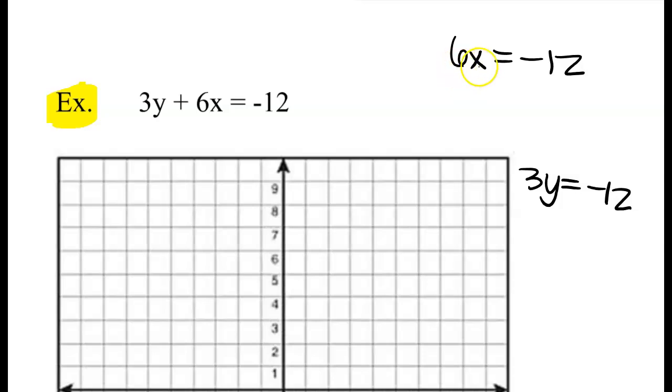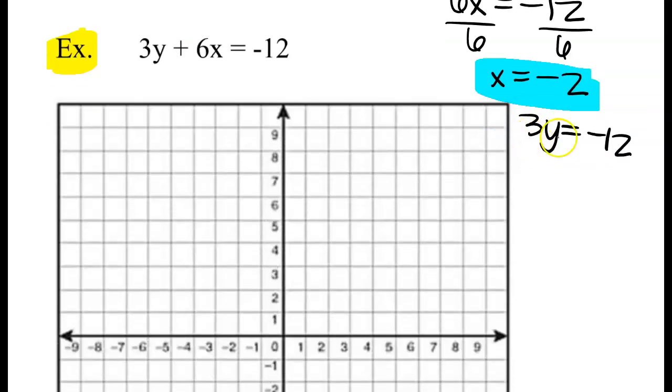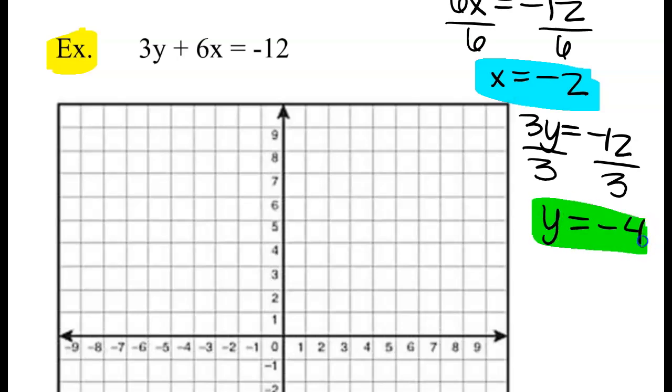Let's go ahead and solve 6x equals -12. Divide both sides by 6. You'll get x equals -2. When it says x equals -2, that means you have your x-intercept. Then let's solve the second equation, 3y equals -12. Divide both sides by 3. You get y equals -4. So that's my y-intercept.